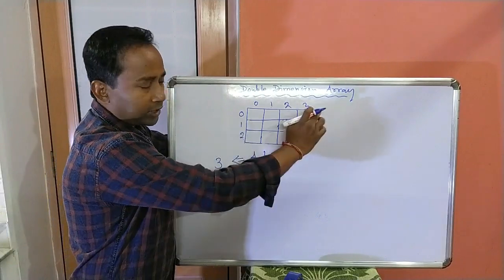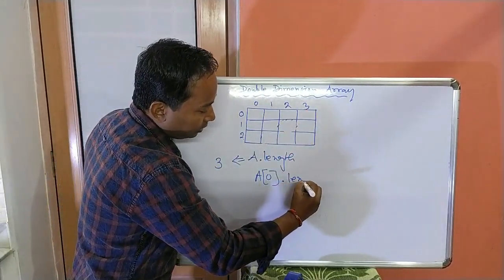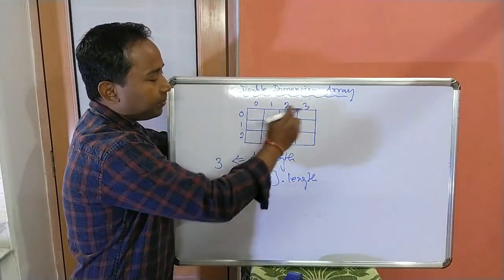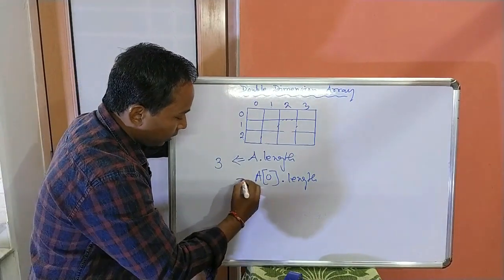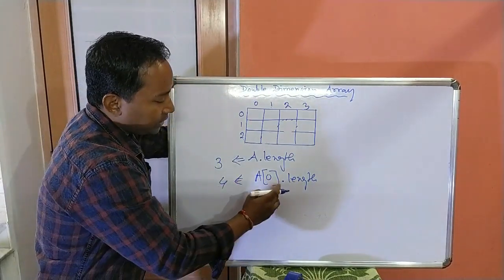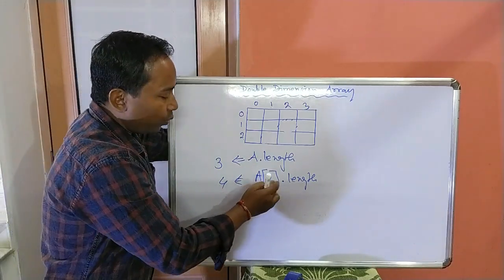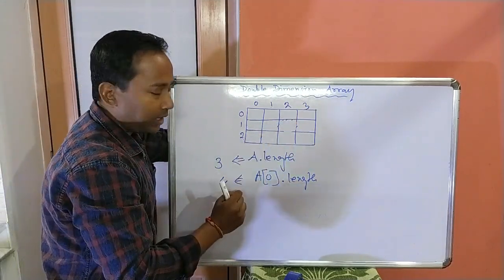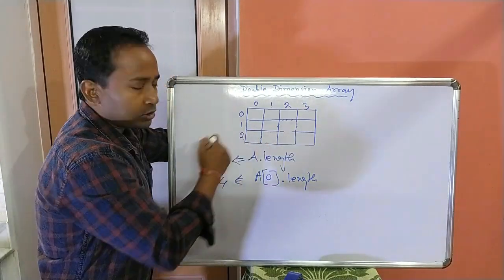See, I have used only one index, the first index, which indicates the row. So A0 for the first row. If this is one single dimension array, then dot length gives the number of elements present in that row, that means the number of columns in that double dimension array. So it will return what? 4. So A0 dot length will give the number of columns. Or we can use A1 dot length for the second row's number of elements, or A2 dot length for the number of elements of the third row.